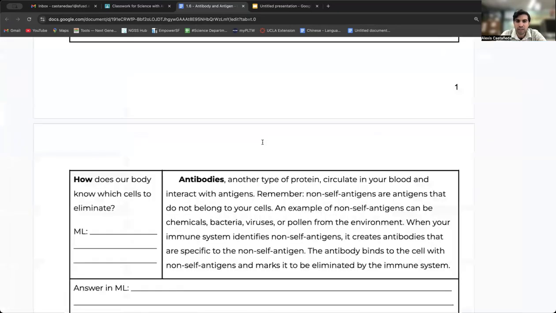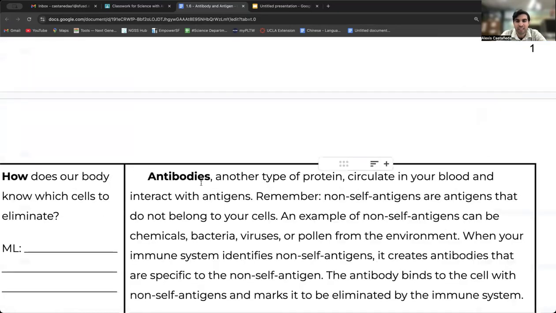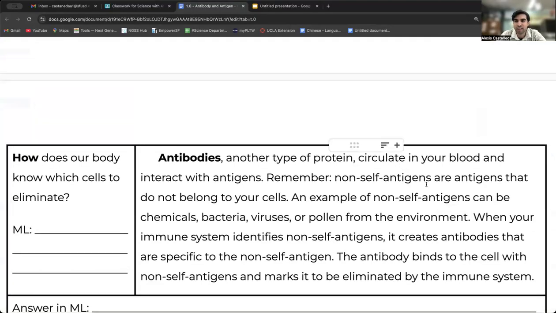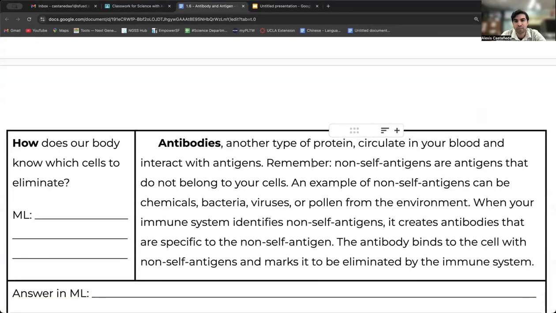So another word that you maybe have heard before is called antibodies. Antibodies are another type of protein, and they are circulating in your blood to interact with antigens. Non-self antigens are antigens that do not belong to your cells. Non-self antigens are chemicals or bacteria or viruses or pollen, things that are dangerous to your body. When the immune system identifies these non-self antigens, it creates antibodies that are specific to this non-self antigen.